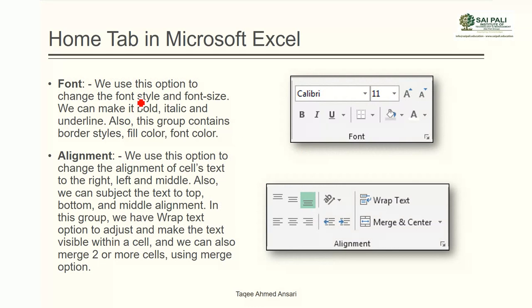The next group is the Font group. This Font group uses these options to change the font style and size. We can make them bold, italic, we can underline them. These are the options related mostly to formatting the text of the cell. You can increase the size, you can change the style, you can make a border, you can fill the color, you can change the text color. So you can use this group to manage your cell content.